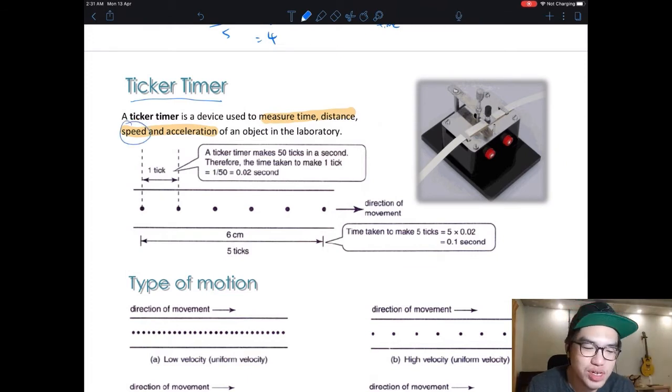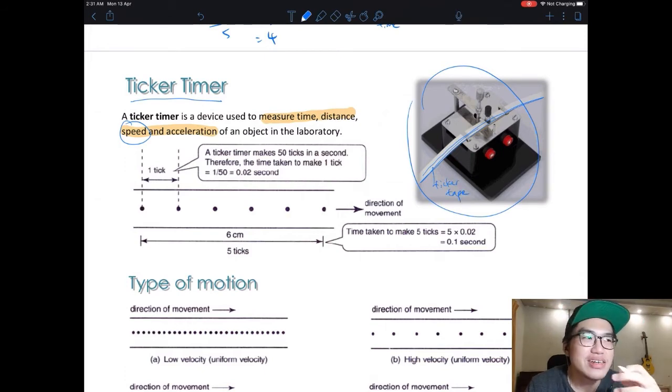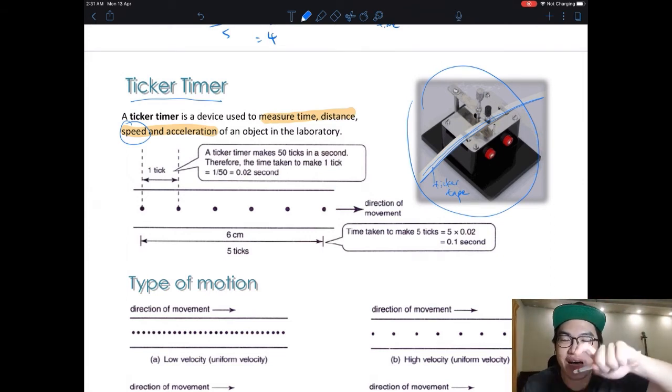How does it work? A ticker timer looks like this. Basically, with this machine, can you see this paper? This paper is what we call a ticker tape. So we read the ticker tape. This is like the earthquake machine. The earthquake machine will mark on the paper how strong the earthquake is. We read the paper. Same thing here.